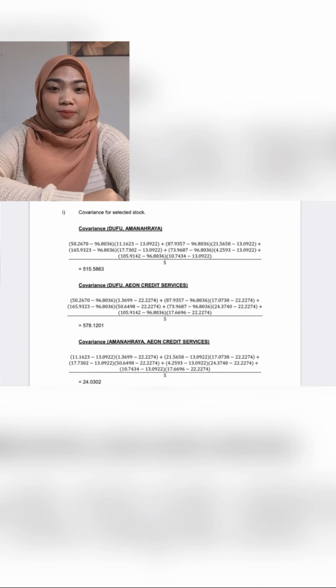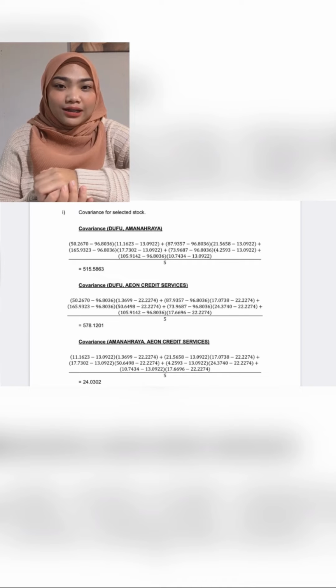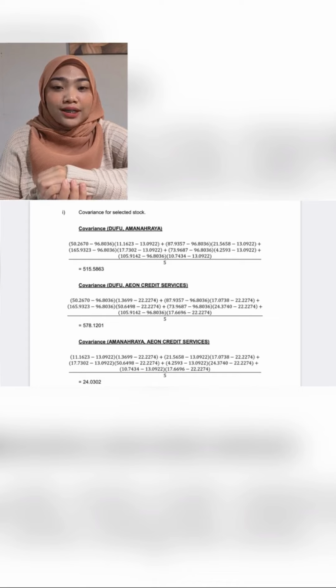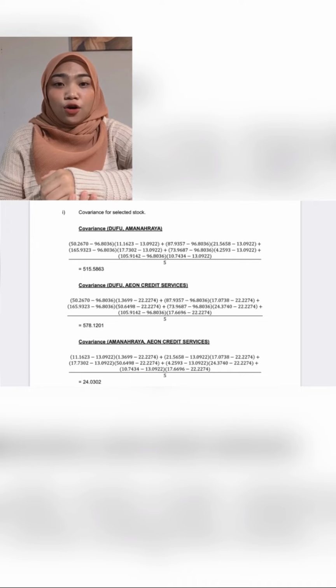Covariance of return is an absolute measure of the extent to which two assets move together over time. After we do the calculation, we get that the covariance of return for Dufu and Amanah Raya stock is 550.5863, while for Dufu and Ion Credit Services stock it is 578.1201, and for Amanah Raya and Ion Credit Services stock it is 24.0302. These 3 stocks show positive covariance, where the two securities or stocks move together in the same direction. Next, we go to the calculation for correlation coefficient.